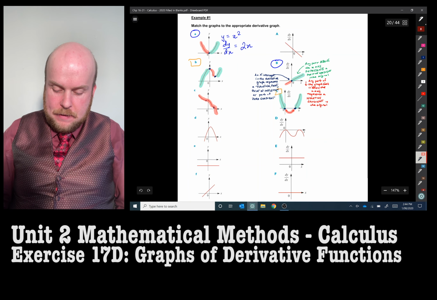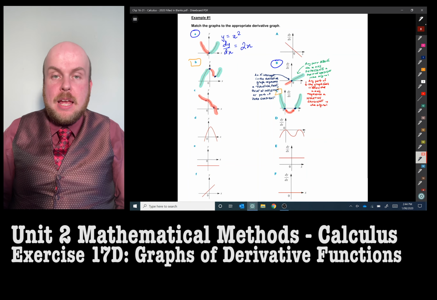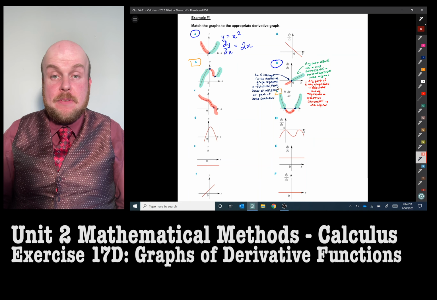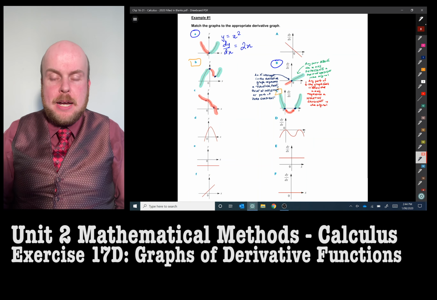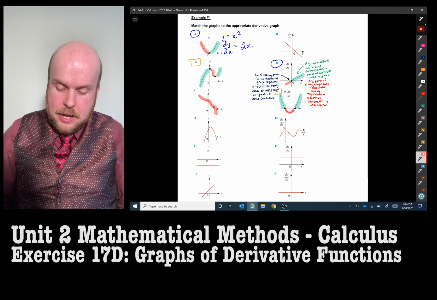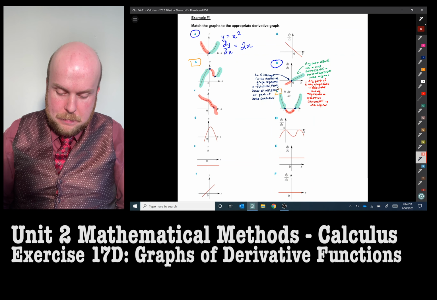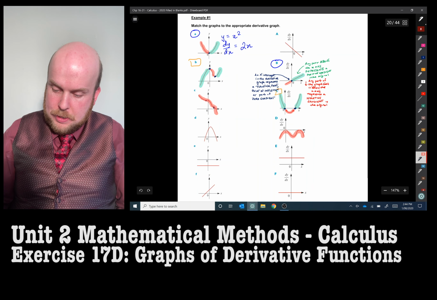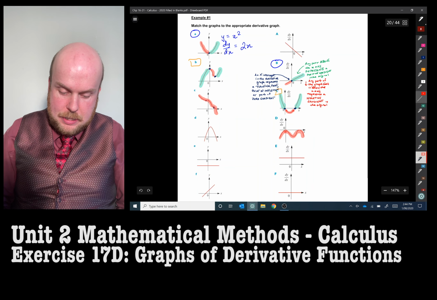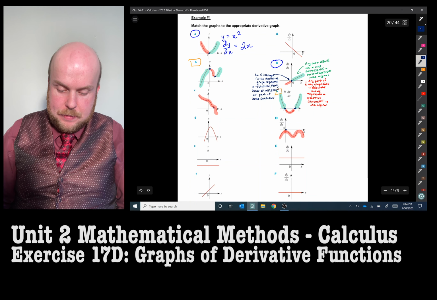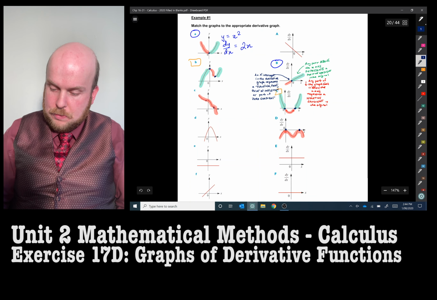And every single one of these has a derivative graph that's got some part, at least some part, either on 0 or above 0. The only graph that this could possibly match would be this one here, with its two turning points, one there and one there. So therefore, those two would be a match.